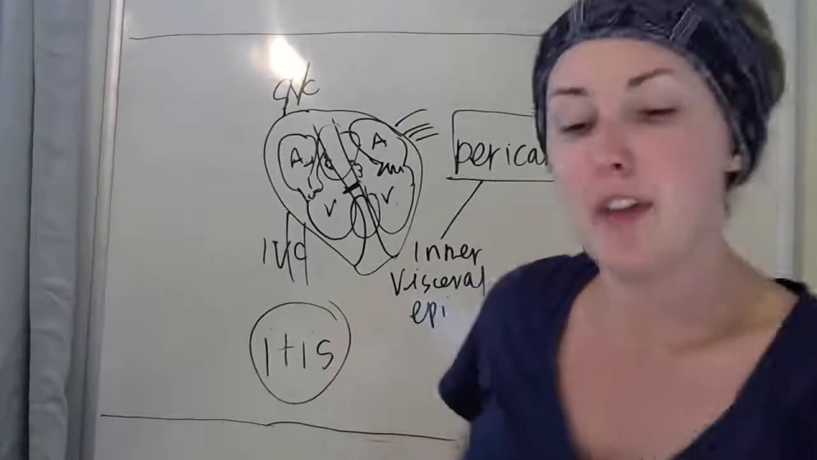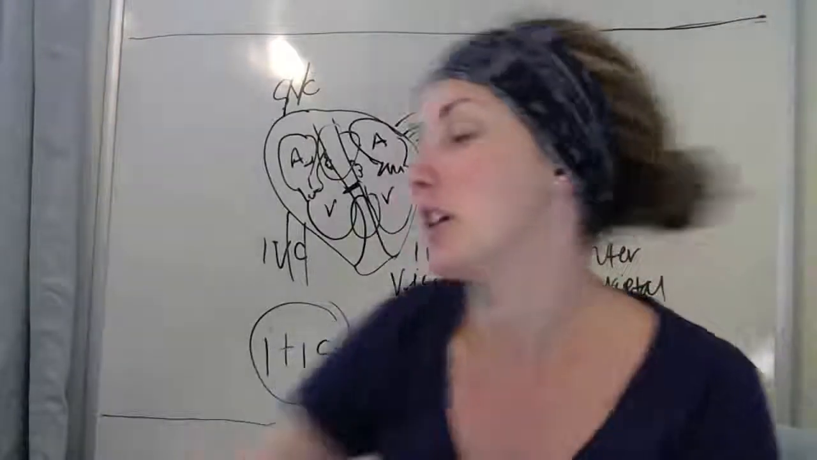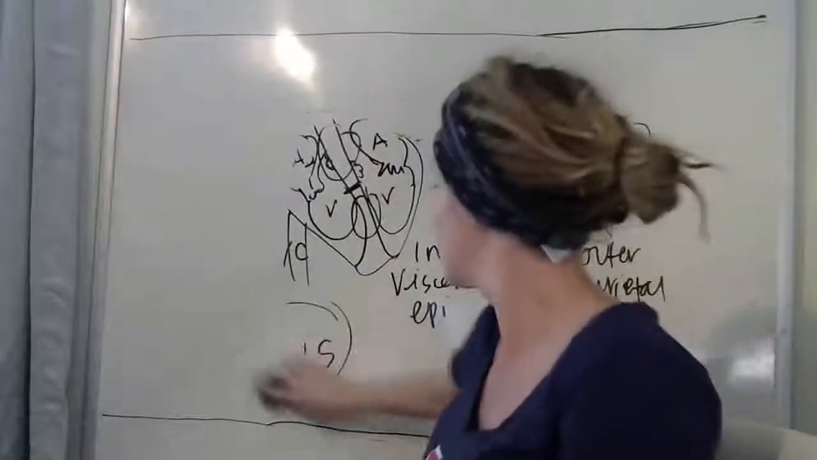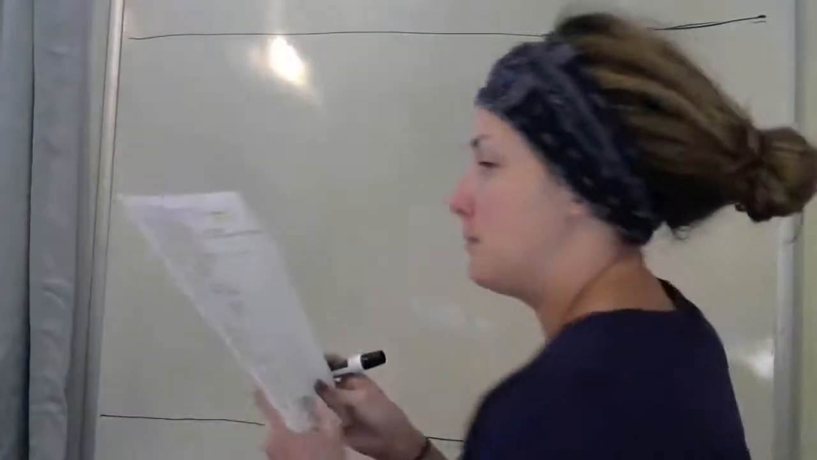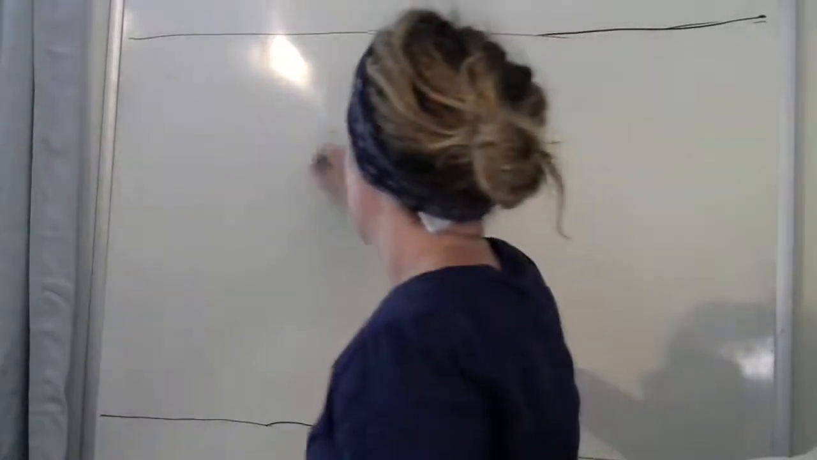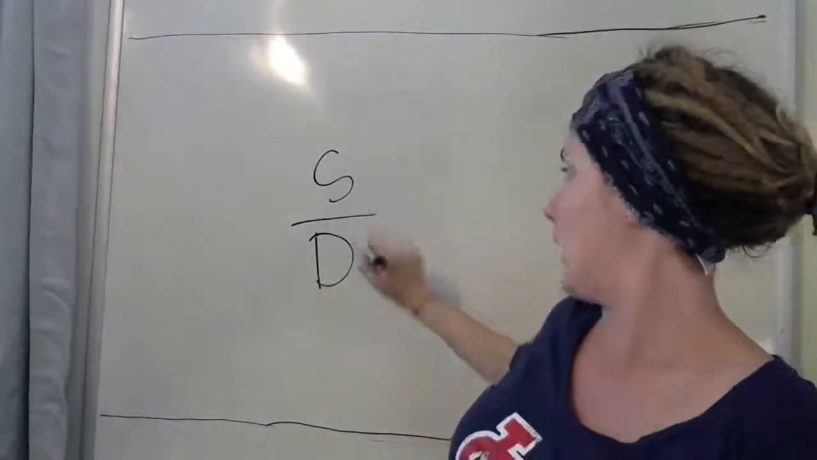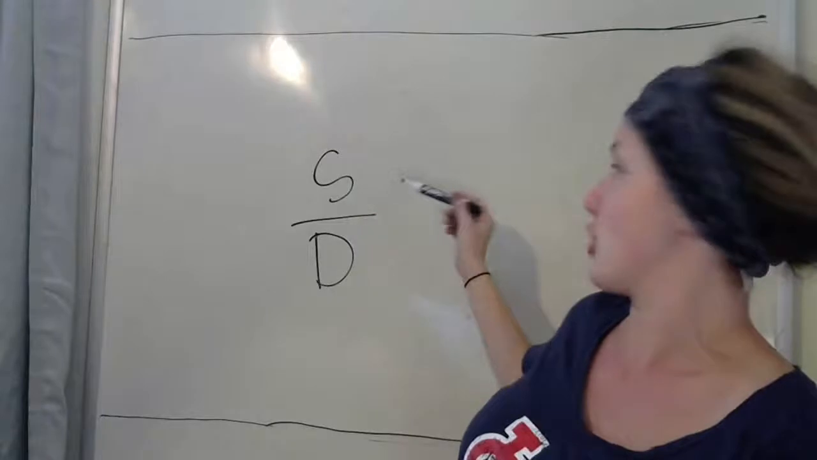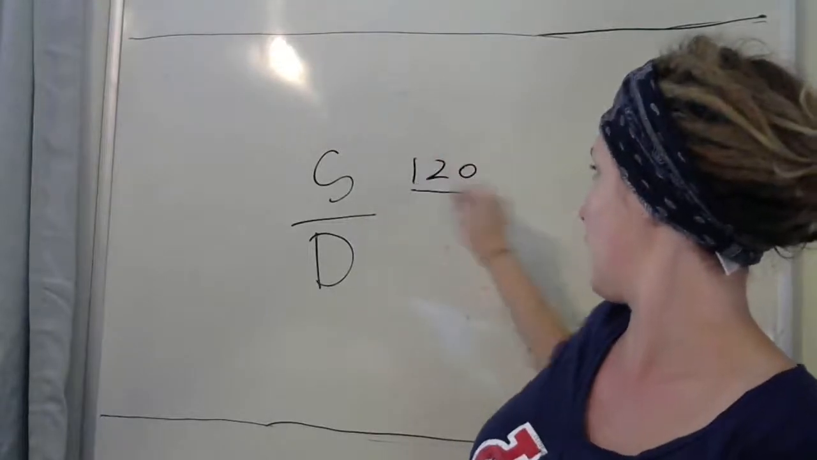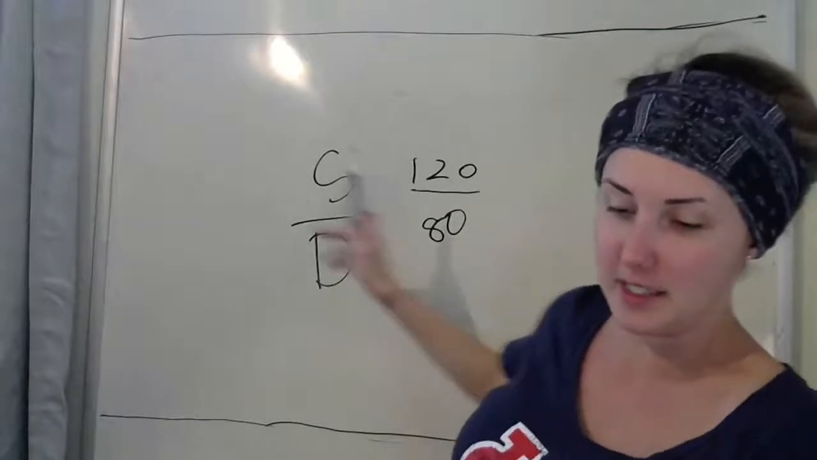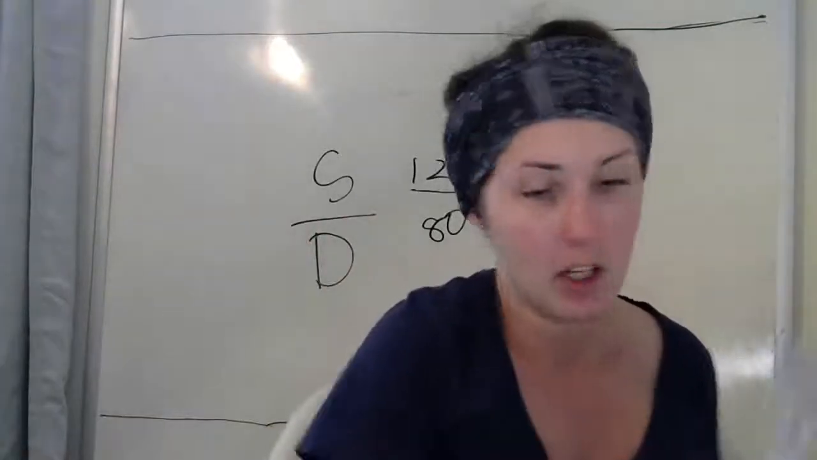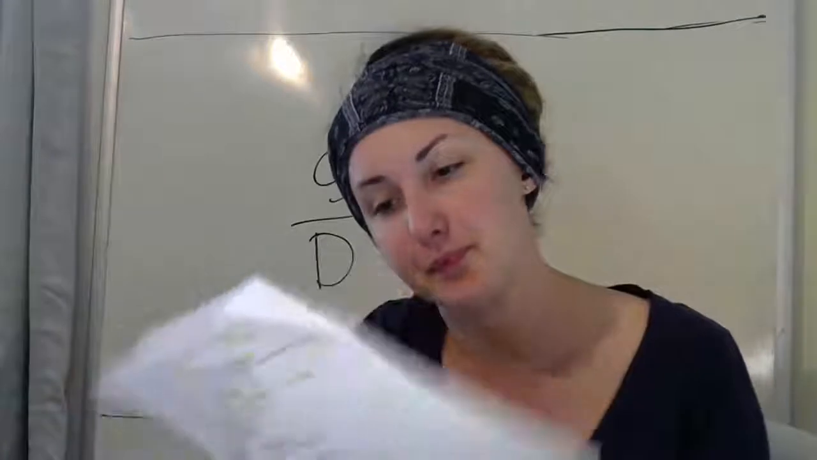So we also want to know systole and diastole. I'm going to go ahead and erase this. If you guys have any questions, put them in the comments so I can hit that. So we have systole and diastole. This is your top and your bottom number when you do your blood pressure. Normal blood pressure would be 120/80. First sound, second sound.